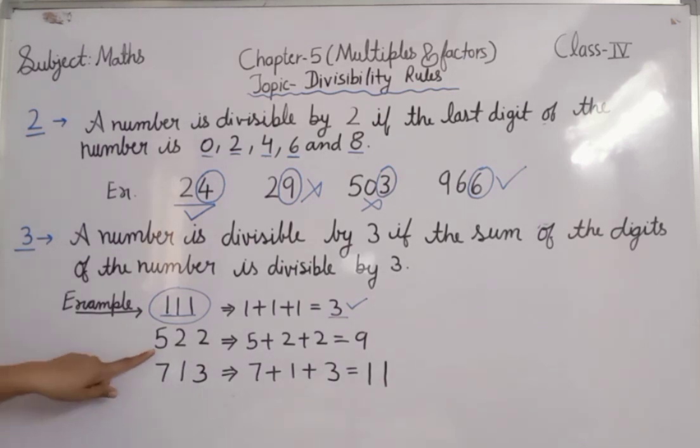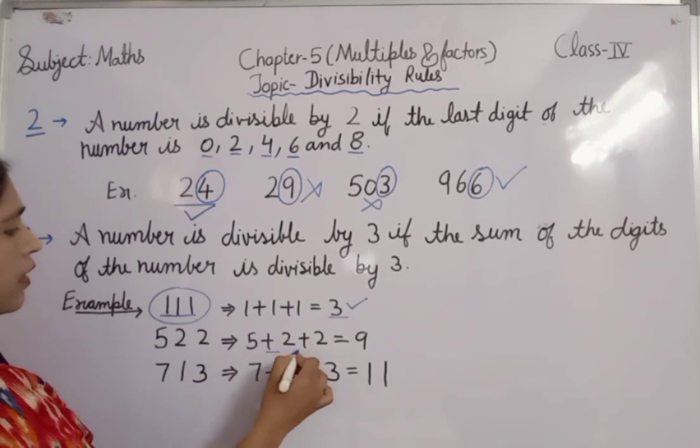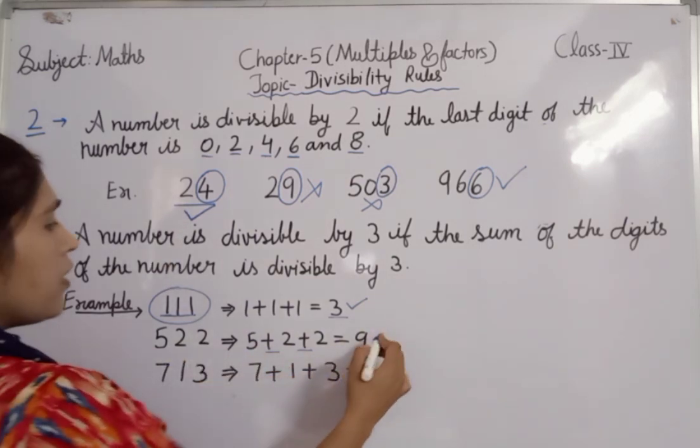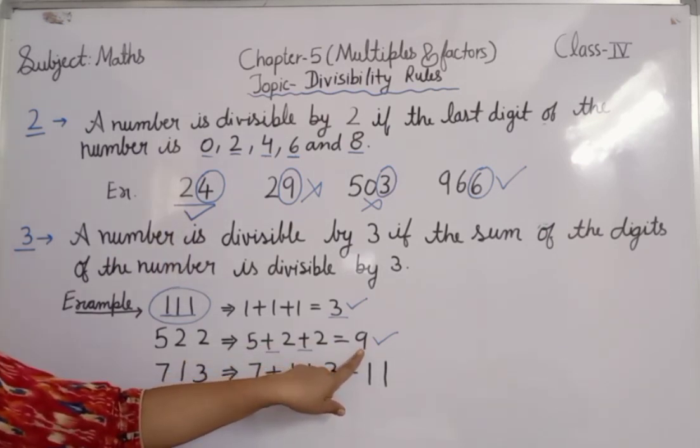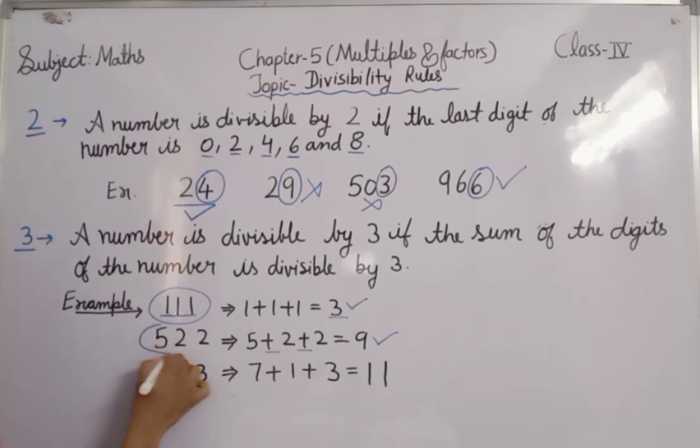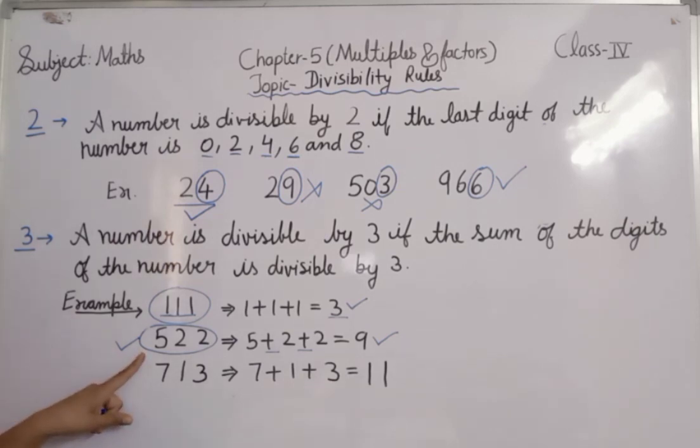Clear? Now if I am checking whether 522 is divisible by 3 or not, what will we do? First we will add all the digits. 5 plus 2 plus 2 is 9. 9 comes in the 3 table, so 9 is divisible by 3. It means 522 is also divisible by 3. Clear? Very simple. Now see here, 713. Let's check whether it is divisible by 3 or not. What will we do? We will add all the digits.